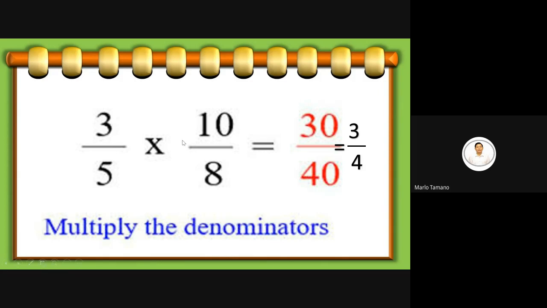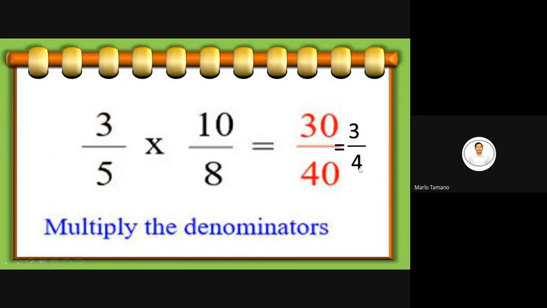Now, what if cancellation po ang i-apply? Cancel natin yung 5 and cancel natin yung 10. Pwede po. How many 5 do we have in 5 itself? 1. How many 5 do we have in 10? 2. So, 3 times 2 is 6. Then, 1 times 8 is 8. So, 6/8 po ang ating fraction. Mapapaliit na ninyo ng 3/4. 6/8, ang GCF nila ay 2. Tama? So, 6 divided by 2 is 3. 8 divided by 2 is 4.